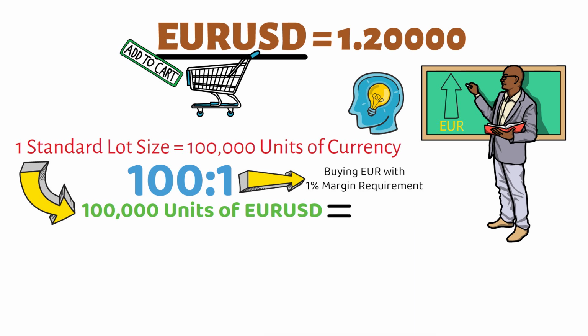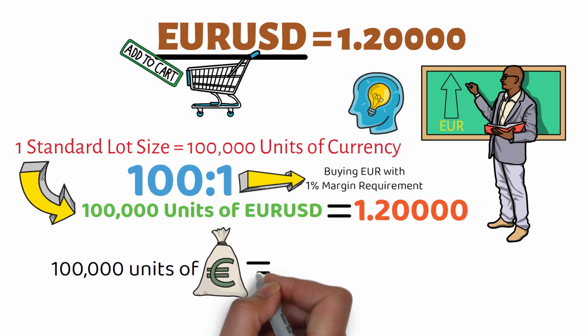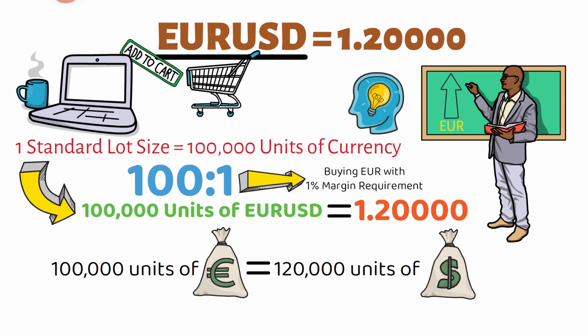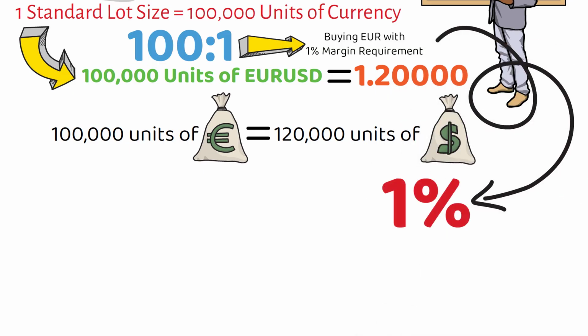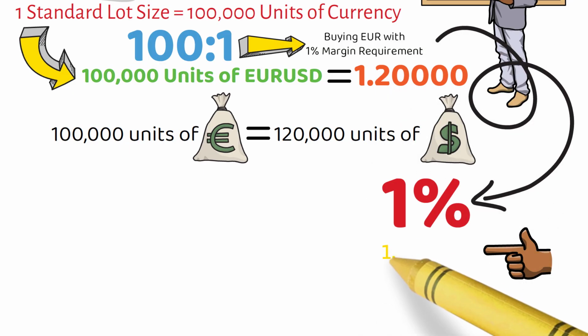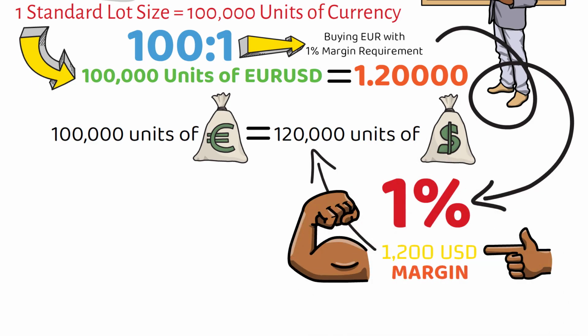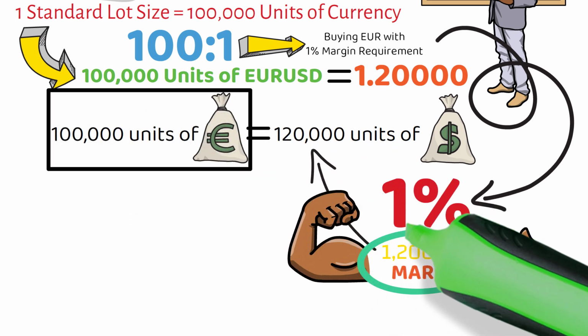Since EUR/USD equals 1.20000, we are buying 100,000 units of euro, which is worth 120,000 units of USD. Assume your trading account is in US dollars. Since the margin requirement was 1%, the broker will automatically set aside 1,200 USD to open the trade: 120,000 units of USD times 1%. This is the power of Forex using margin. You are literally controlling 100,000 euros with just 1,200 USD.